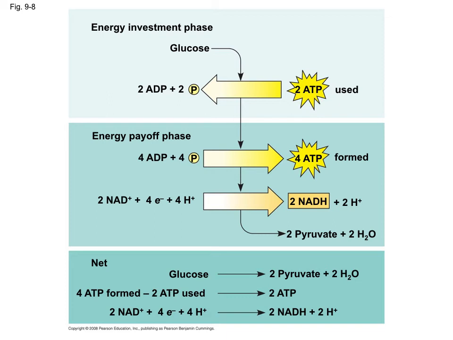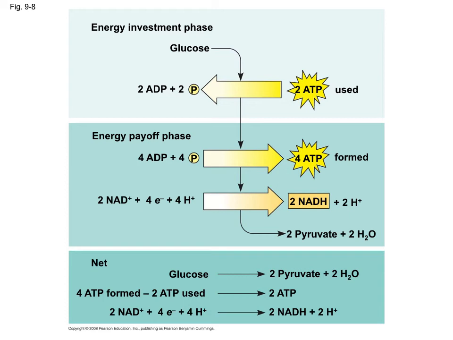So in the first phase, you have the energy investment phase. This is where you take glucose and you spend 2 units of ATP, which become 2 ADP plus 2 phosphate. So ADP is the non-energized form. ATP is the energized form. So you have to use energy to convert glucose into pyruvate in the first investment phase.